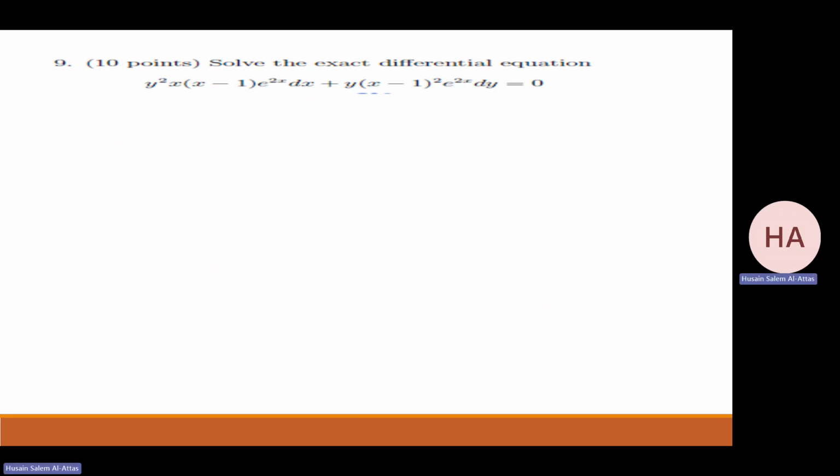What is this? For sure, it's not homogeneous. It's not linear. It's not Bernoulli. Separable? Is it separable? Maybe. Because, oh, he said it's exact. Oh, well, that's okay. I didn't see the word. So sometimes you need to look at the word.